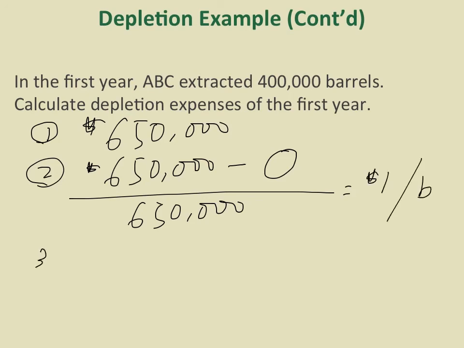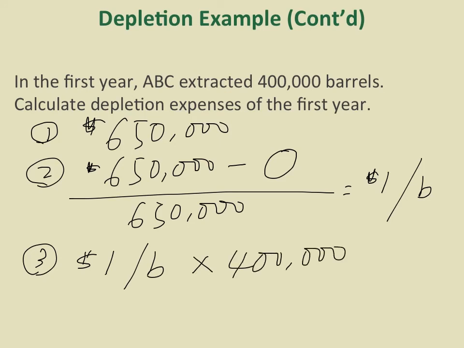In the third step, we can calculate depletion expenses of the first year. That is $1 per barrel times the 400,000 barrels of oil extracted in the first year. That gives us depletion expense of the first year is $400,000.